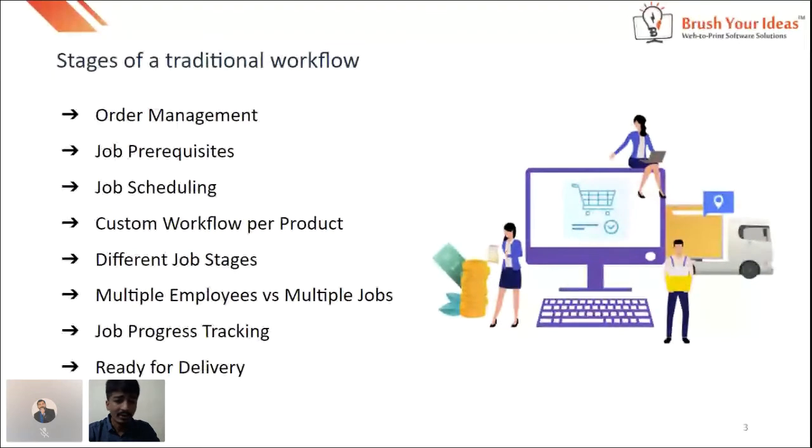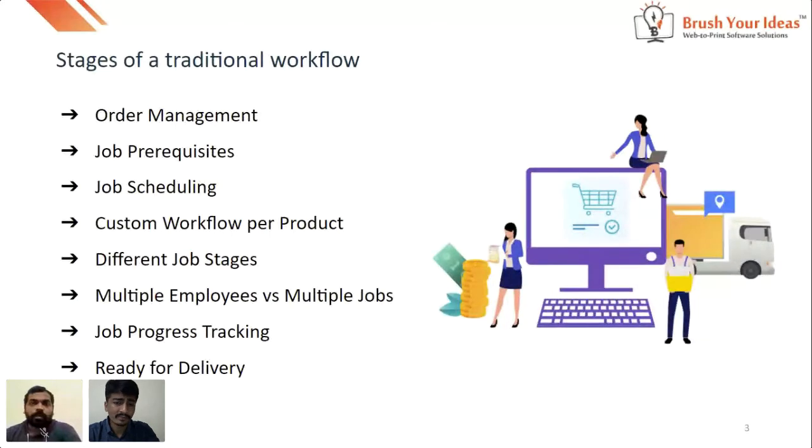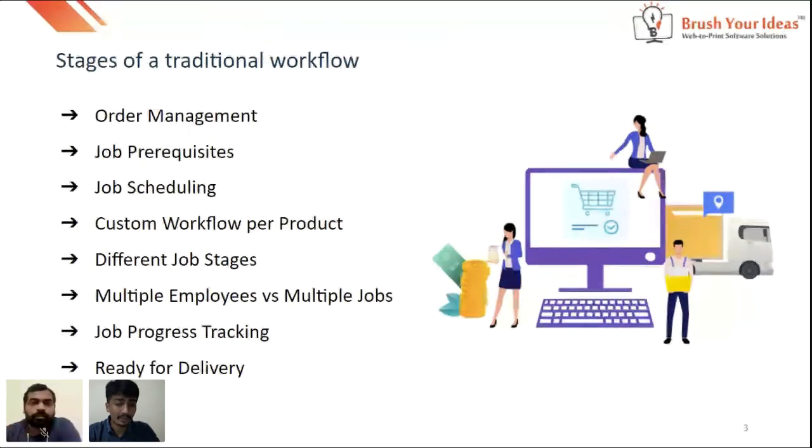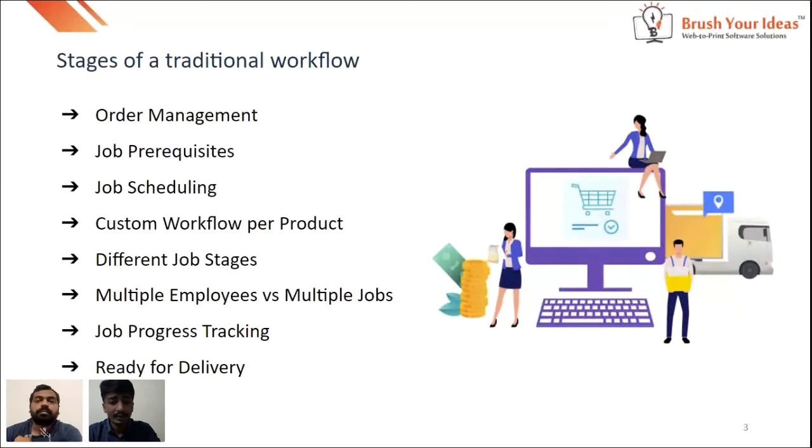After that, you may also have different job stages, as I explained above. The stages like color detection, printing, quality check, packing, all those kinds of jobs you may have. With this, there is also the factor of managing multiple employees versus multiple jobs. That is also one important point with the traditional approach. After that, the business owner or production manager also needs to look at the progress of the jobs, whether they are running smoothly or not, or whether any job is stuck due to any issues. Finally, after production is completed, the product needs to be ready for delivery.